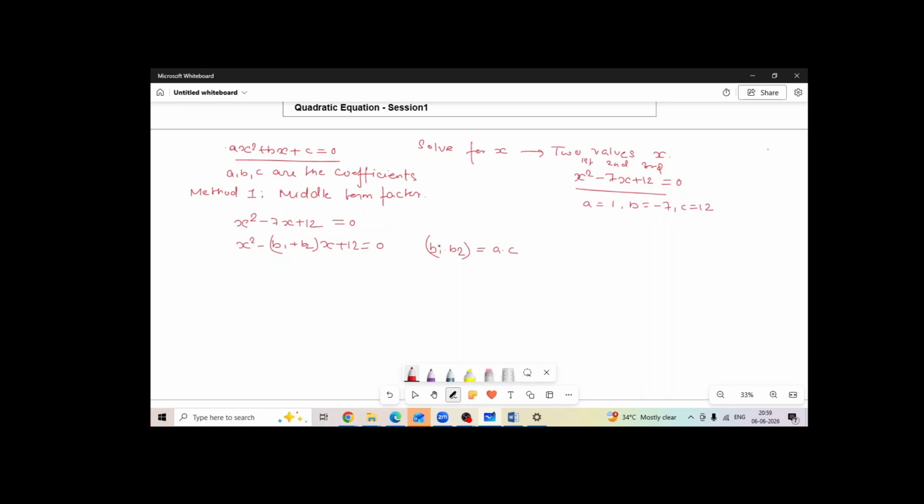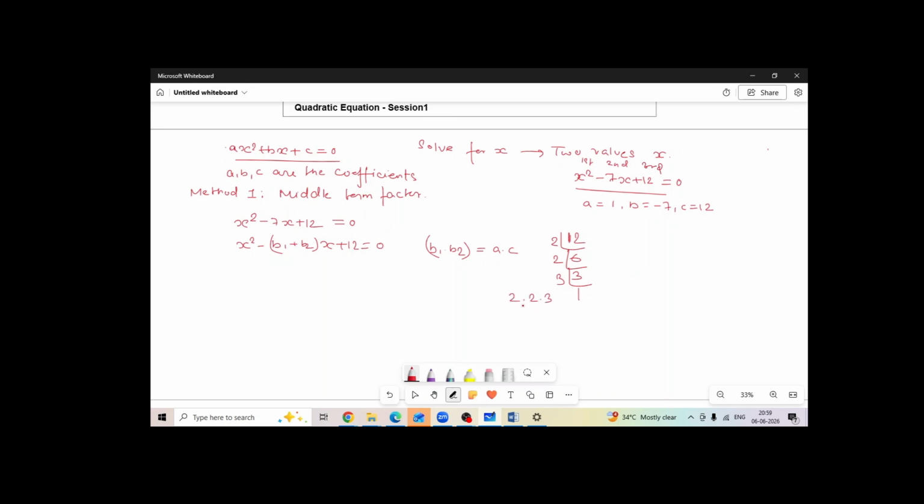How will you find the values of b1 and b2? We have to factorize c in most of the cases. In our case, because a is 1, we only need c. If a is a different value, suppose 2 or 4, then we have to take that into consideration also along with 12. We will take that later. Since this is the first example, we'll make it simple. So we'll factorize c. 12 is composed of 2 times 2 times 3.